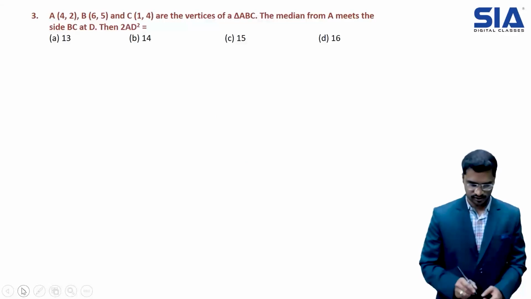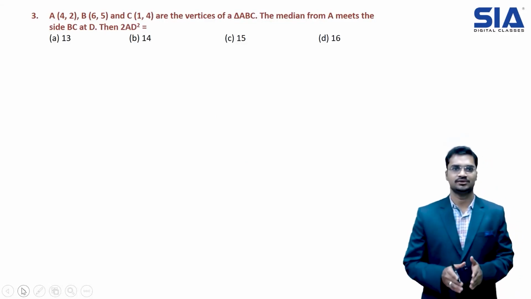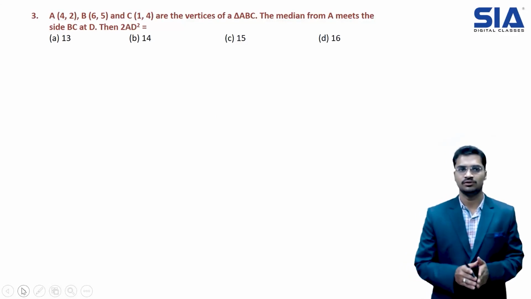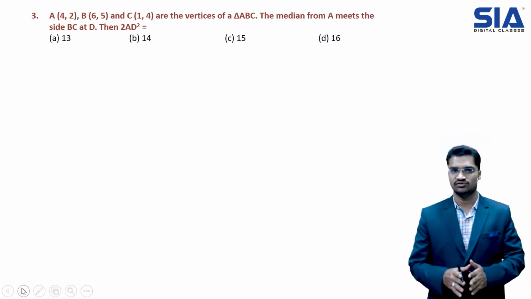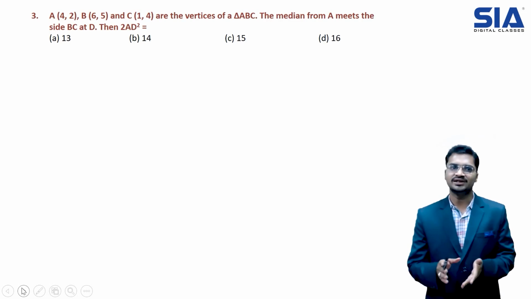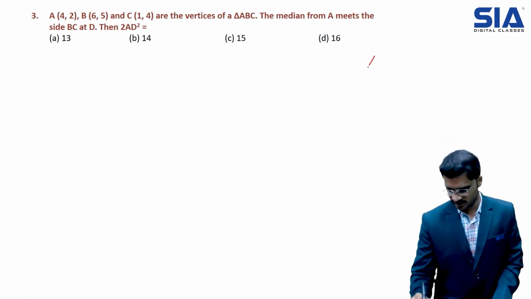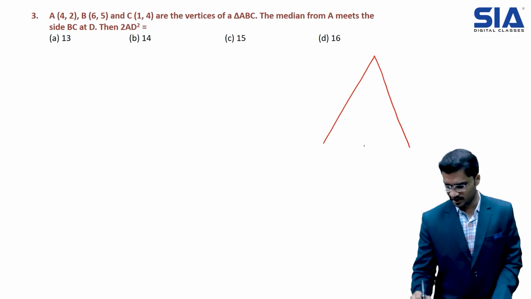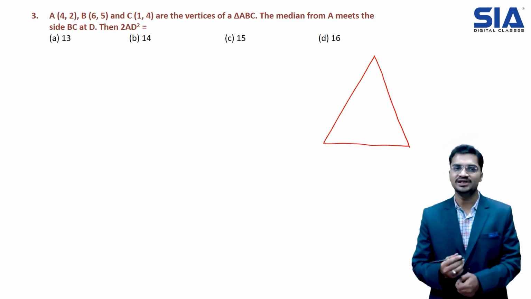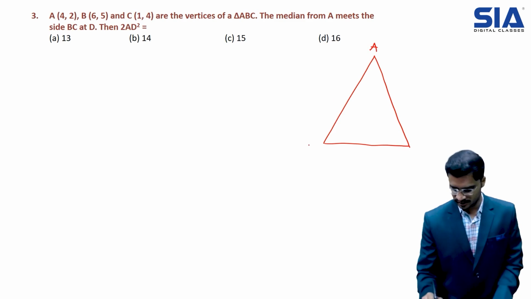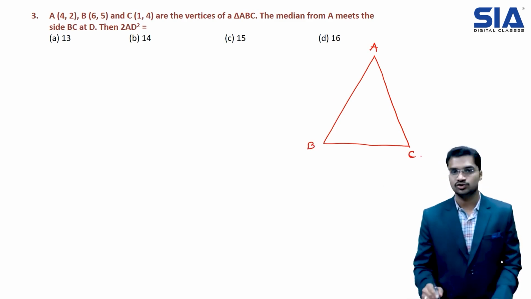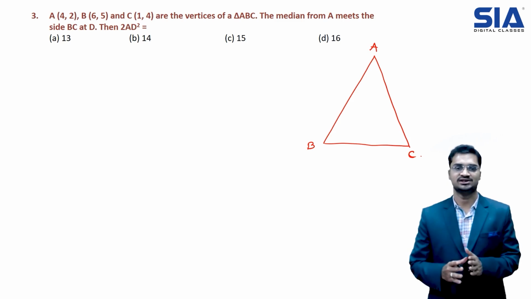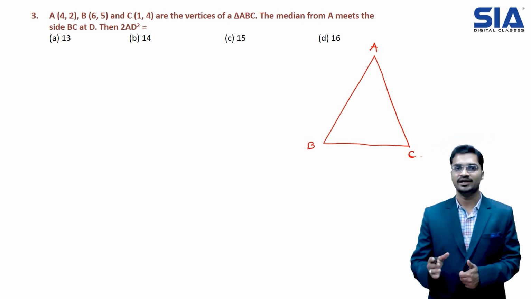Now coming to the next question. The vertices of a triangle ABC are given: point A is (4, 2), point B is (6, 5), point C is (1, 4). The median from point A meets the side BC at D. So the median is drawn from point A and meets the line BC at D. What is a median? A median is nothing but a line drawn from a vertex to the midpoint of the opposite side.